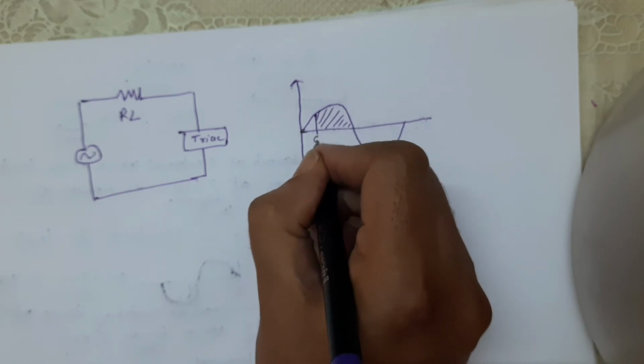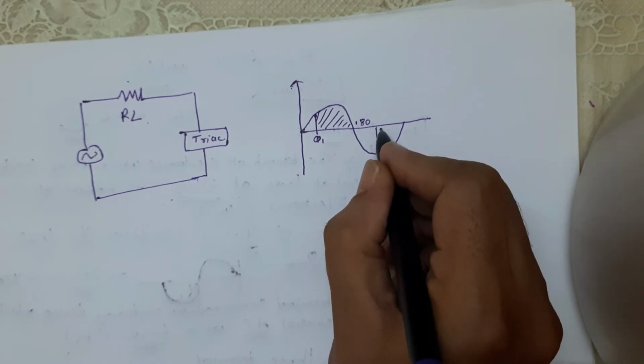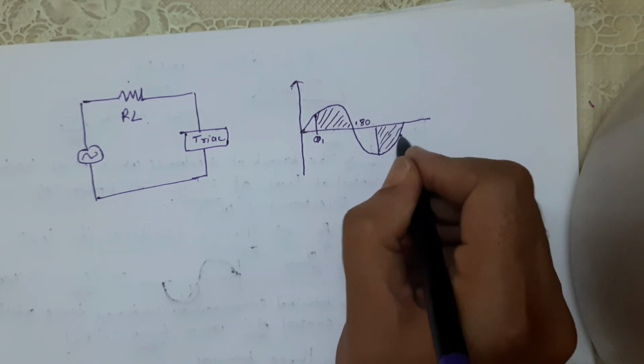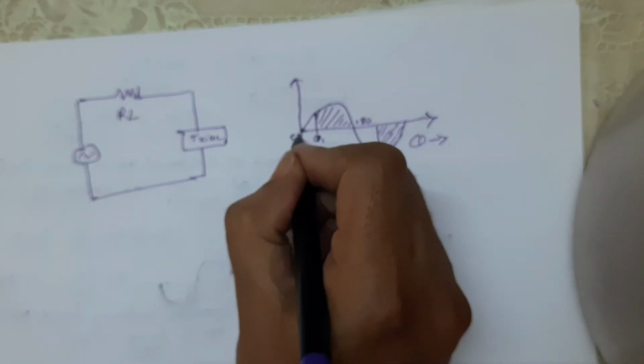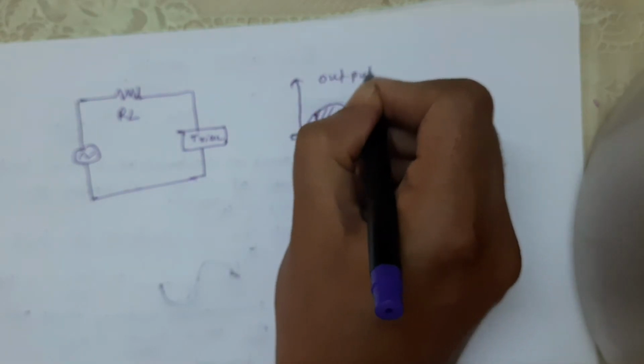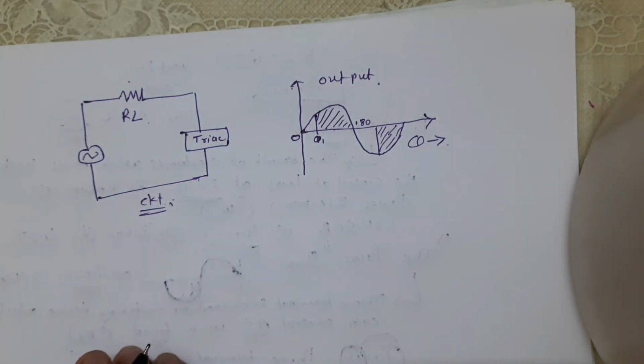If the angle is here theta 1, this angle is 180, then in the negative half cycle, this much is your output. X axis theta, this is your starting, this is your output, and this is your circuit. The key function of a triac may be understood by referring to this figure. The control circuit of the triac can be adjusted to pass the desired portion of the positive and negative half cycle of AC supply through the load RL.